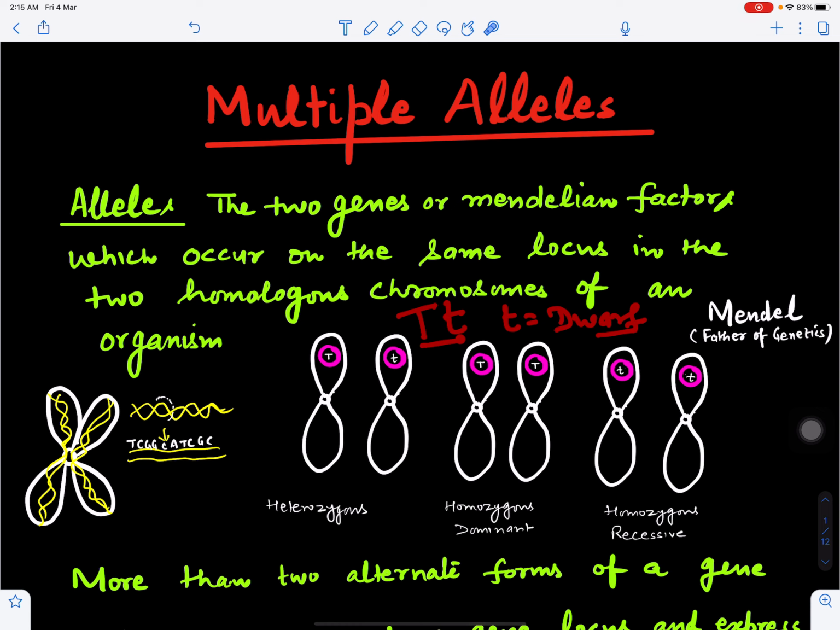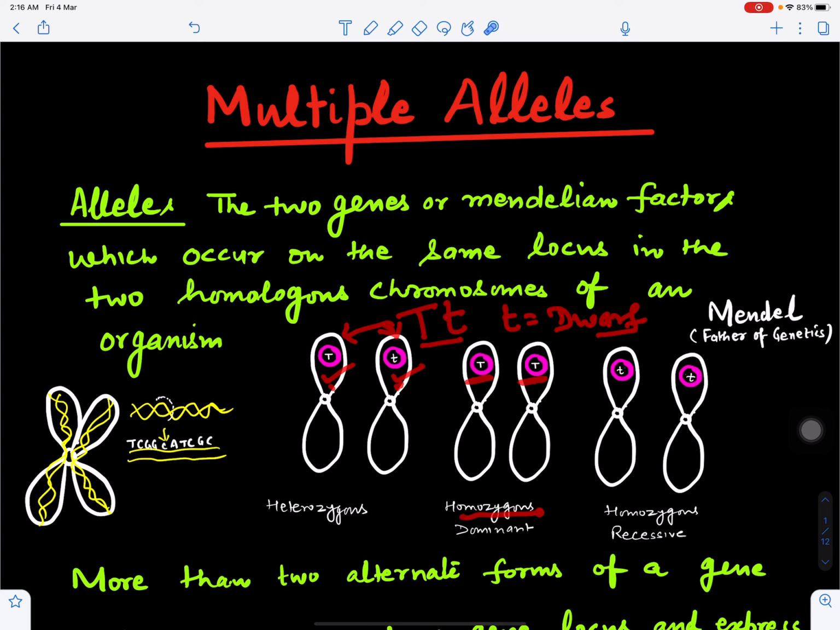So these two forms of a gene or allele are present on the same homologous chromosome at the same position. So here capital T is present, here small t is present. Now these two chromosomes may have two dominant alleles like this, capital T and capital T. When two alleles are the same, this is also called homozygous, and here they are in a dominant state. So this is called homozygous dominant. But if they are recessive like this, they are again present on the homologous chromosome at the same position. Because both the genes are the same, the organism will be dwarf. So this is called homozygous recessive.